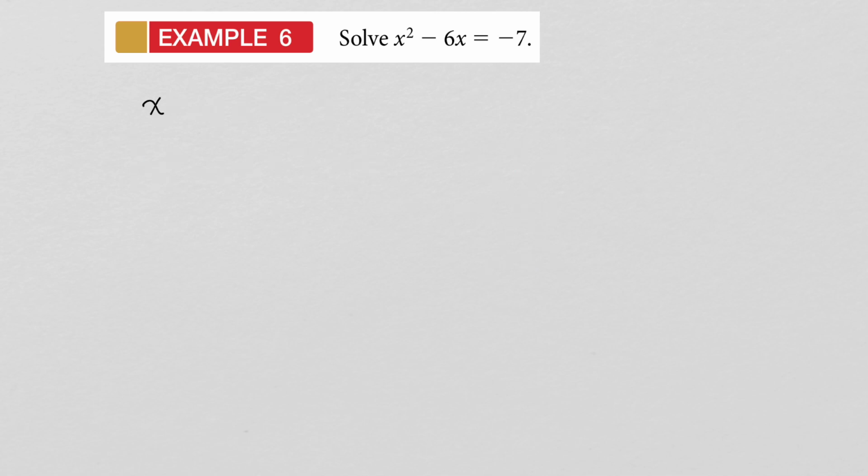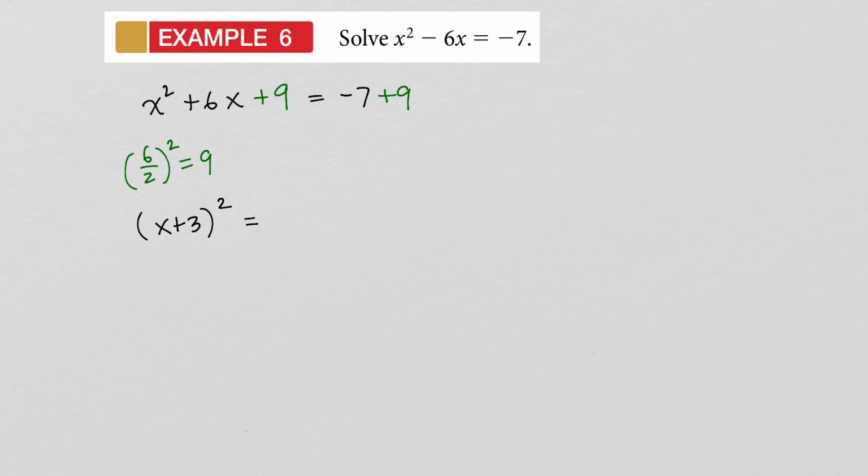Well, we could complete the square, right? In fact, they already have the negative 7 on the other side there, so that's nice. So when I complete the square, I would have to add 9 to both sides, right? Because 6 divided by 2, quantity squared, is 9. And then on the left-hand side, that would factor into x plus 3 times x plus 3, which would be x plus 3 quantity squared.